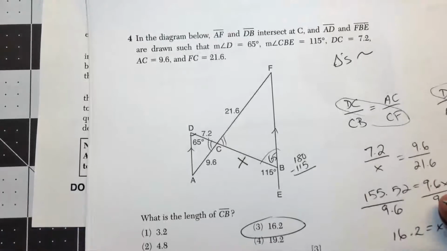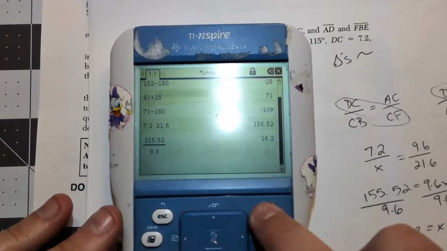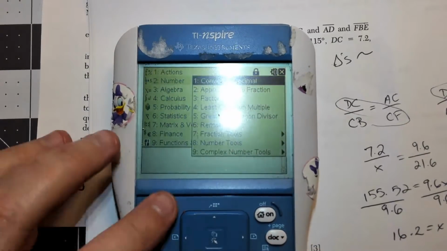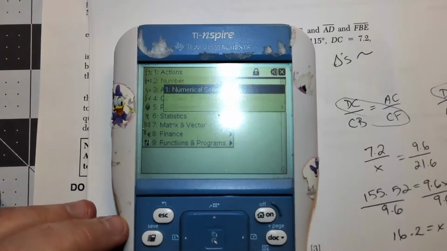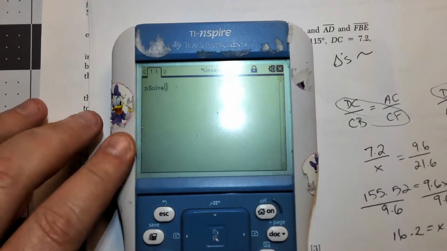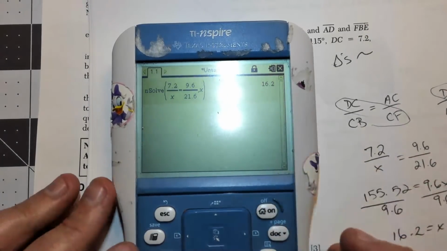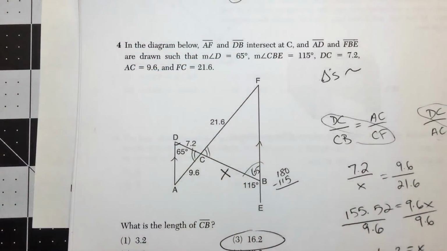All right, remember, just a quick review, if you got your calculator, if you're on a calculator page, you can go menu, number, which is choice 2, actually not number, algebra, and then numerical solve. And you can type in the original equation, 7.2 over X is equal to 9.6 over 21.6. So if you have an equation you're not sure about, or you want to double check your answer, remember, you got to do comma your variable, and it'll solve the equation for you. So you guys can double check it using nsolve in your calculator. Just another way to go about doing that.